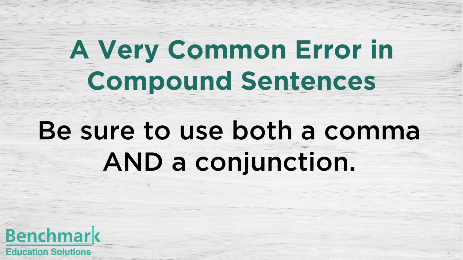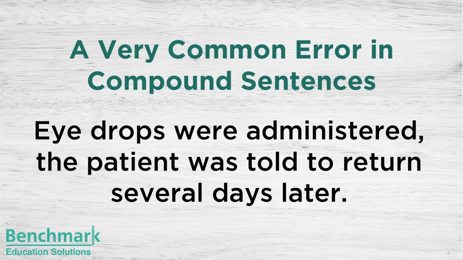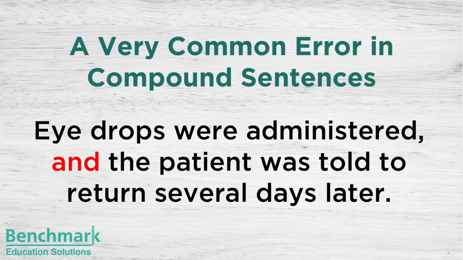Next, let's talk about a common mistake that can occur when you write a compound sentence. Be sure to use both a comma and a conjunction. If you only use a comma, the sentence is grammatically incorrect. Here's an example. Let's read it out loud and you'll hear that this sentence is somehow incorrect. Eye drops were administered, the patient was told to return several days later. If you add a conjunction, in this sentence it should be and. You fixed the problem. Eye drops were administered and the patient was told to return several days later.